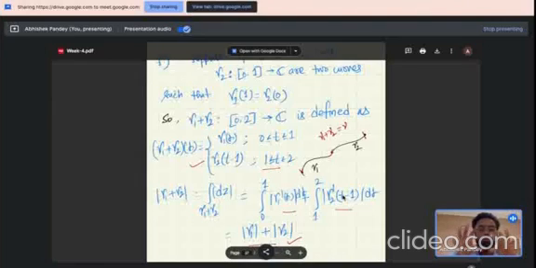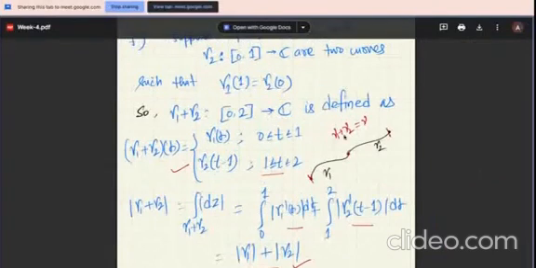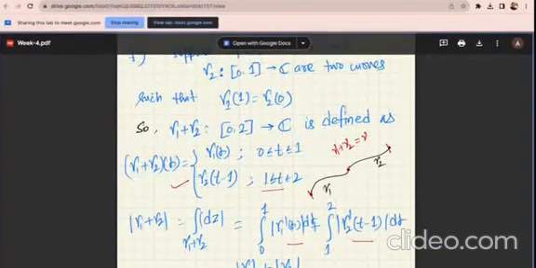So the integral from 0 to 1 of the modulus of gamma 2 dot u du. What is this? This is nothing but the length of the curve gamma 2. So this is the integral of gamma 1 plus gamma 2. Okay, so this is true. So this option is also true.